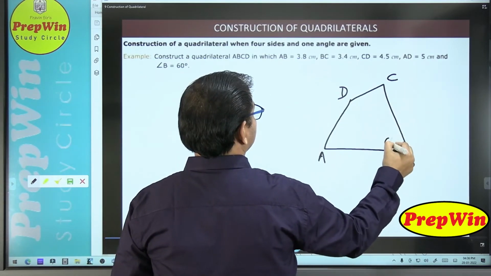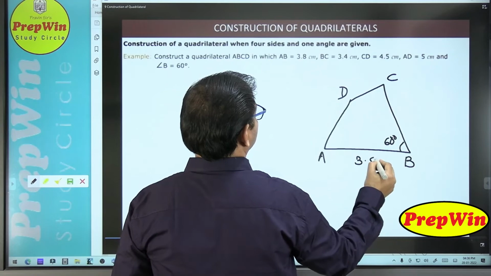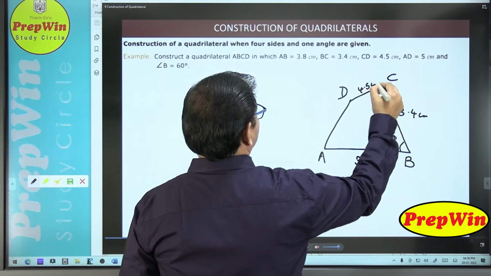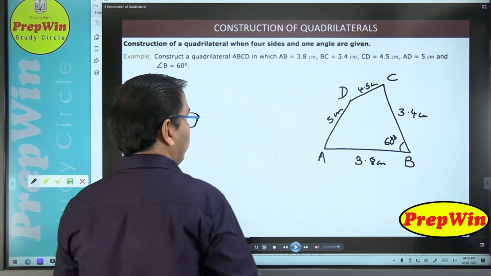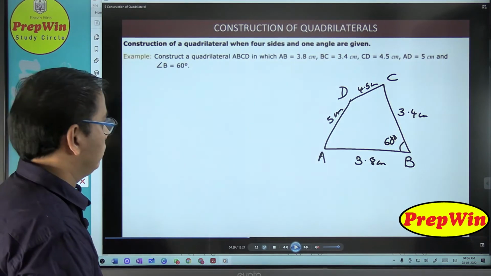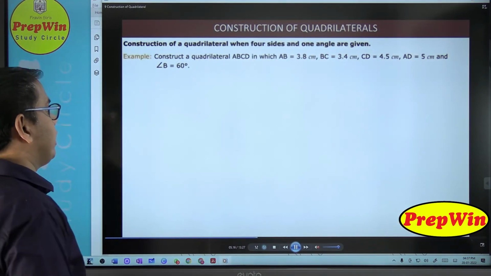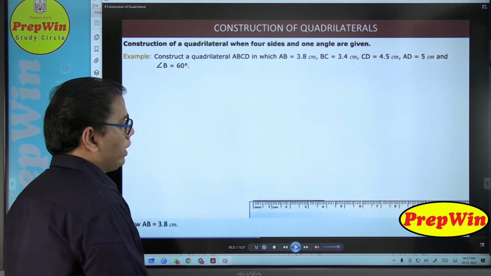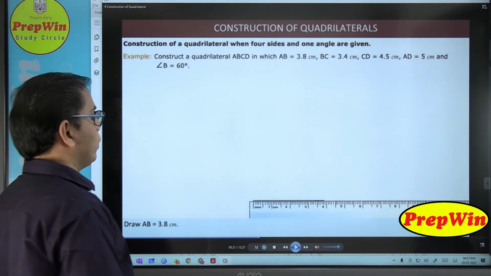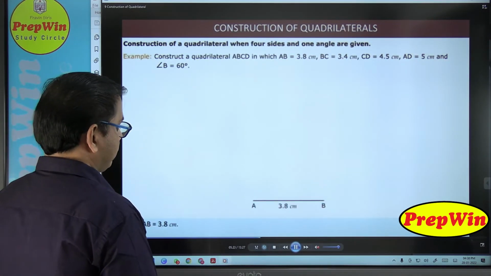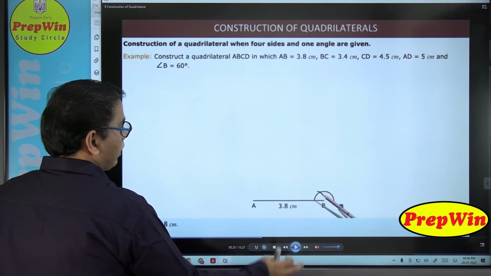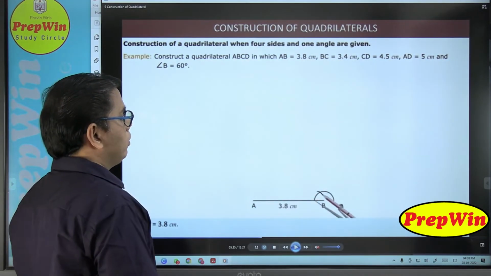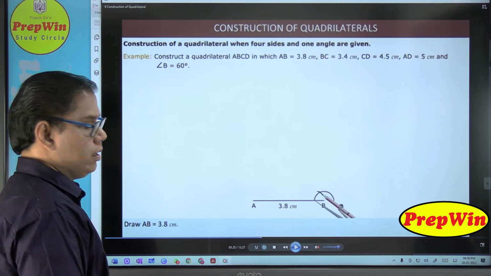Angle B is 60 degree. AB 3.8, BC 3.4 centimeter, CD 4.5 centimeter, AD 5 centimeter. All 4 sides and 1 included angle are given. So most probably we are going to start with segment AB, 3.8 centimeter, 2 millimeter before 4. Angle B is 60 degree. So draw a semicircle and cut this. Only one cut. Why? Because this will be equal to 60 degree.